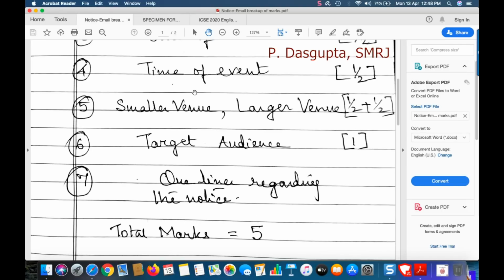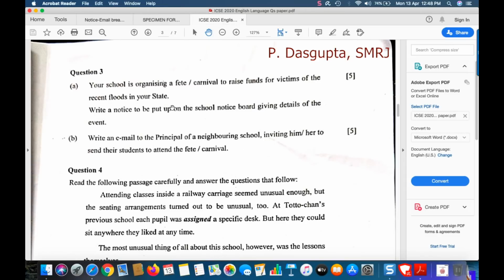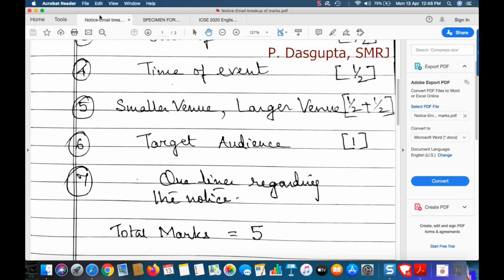Now let us go back to the ICSE question paper and see what was the question that was asked this year. Your school is organizing a fete or a carnival to raise funds for victims of the recent floods in your state. Write a notice to be put up on the school notice board giving details of the event. Okay, now write down the question somewhere so that we can relate it with this.